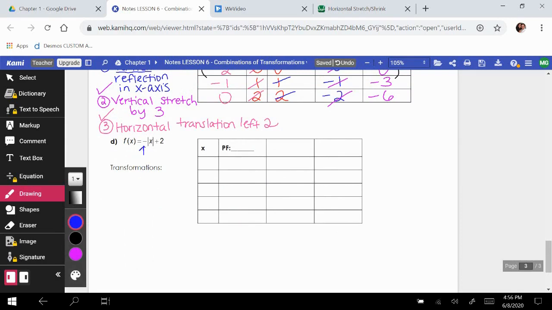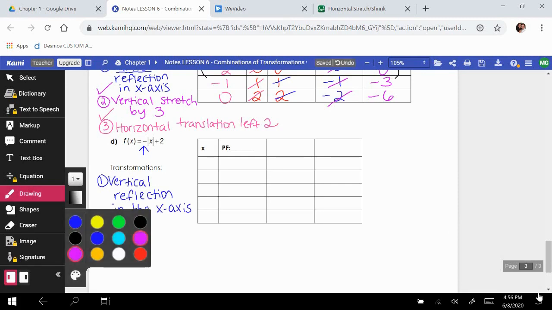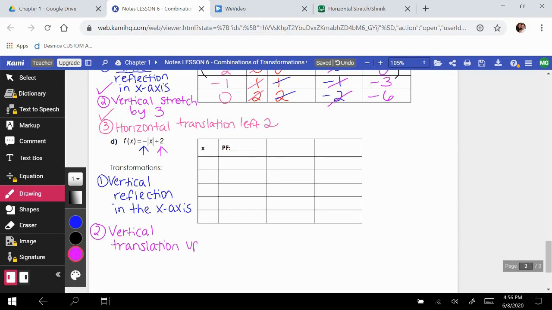Transformations. We start with the negative. That's going to be a vertical reflection in or over the x-axis. I always say in the x-axis. That's the correct terminology rather than over the x-axis. Okay, number 2, we see plus 2. That's also outside of the absolute value, so I'm going to say it's vertical. What kind of vertical translation is it? Up or down? Up.